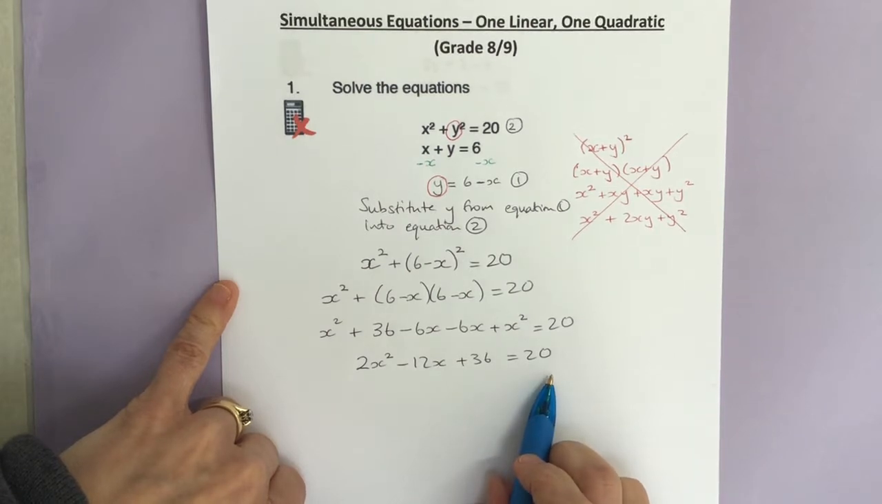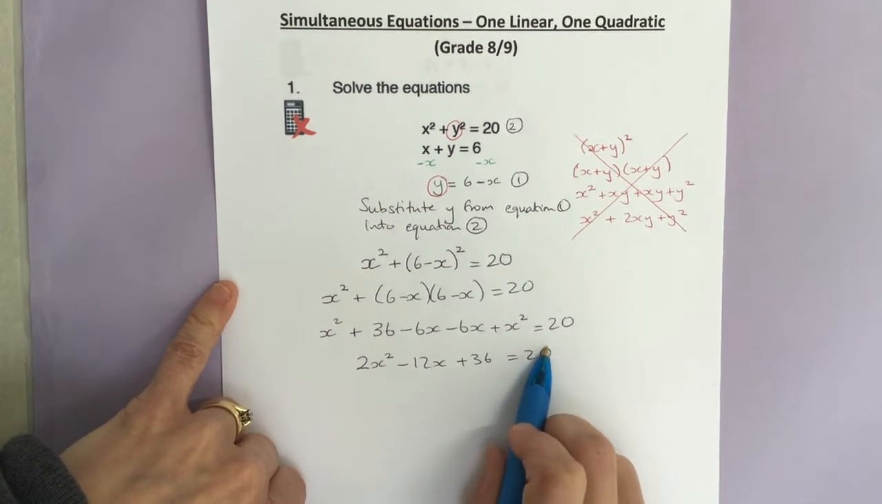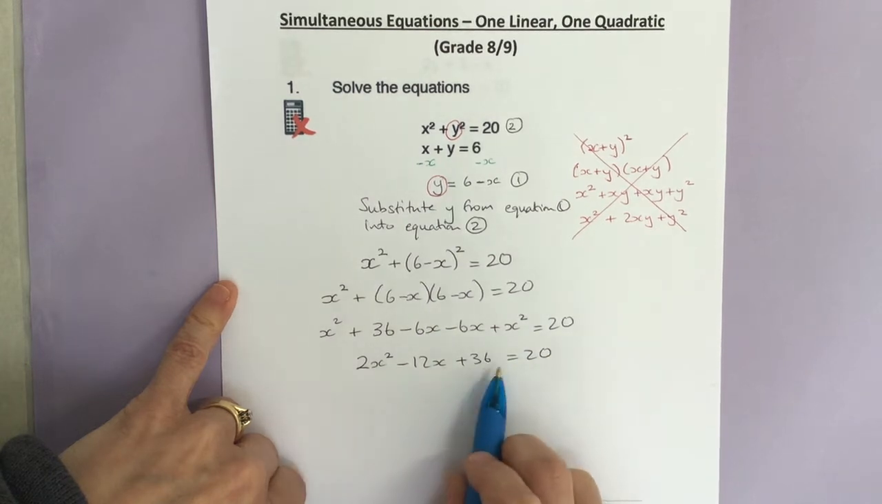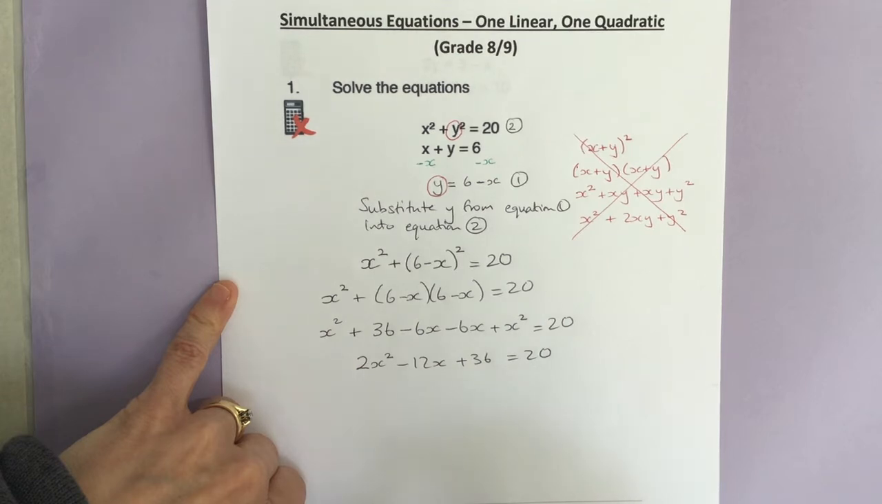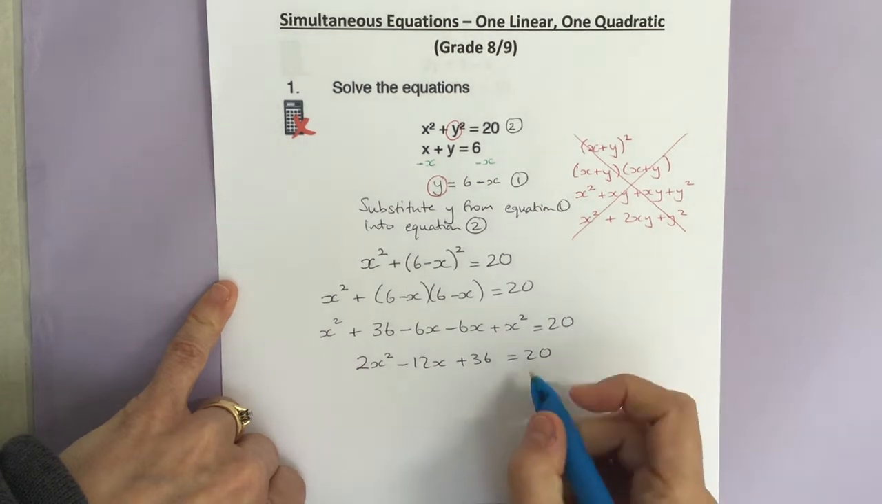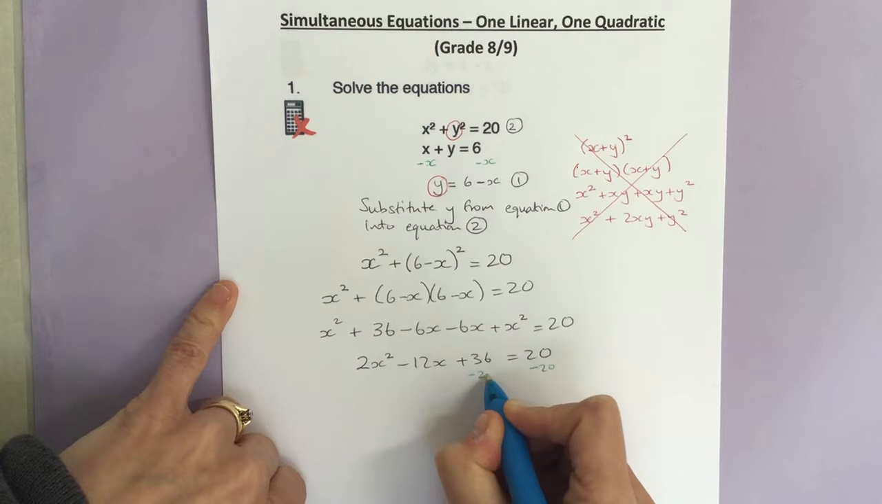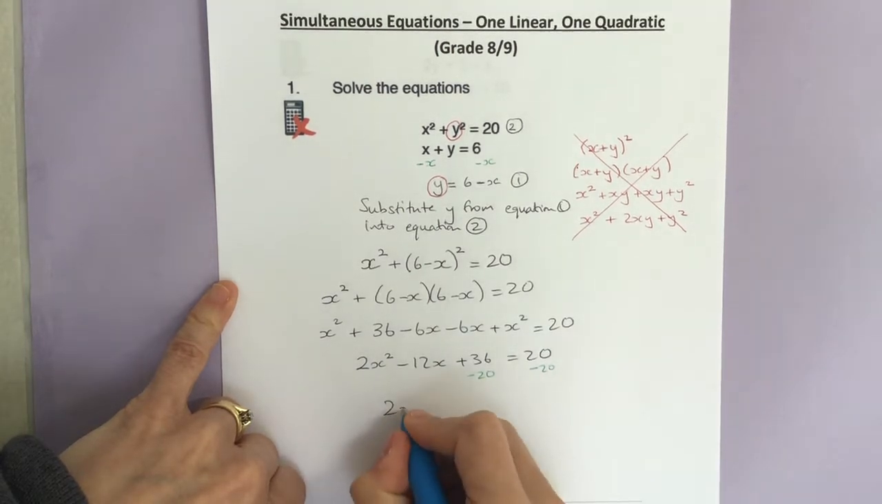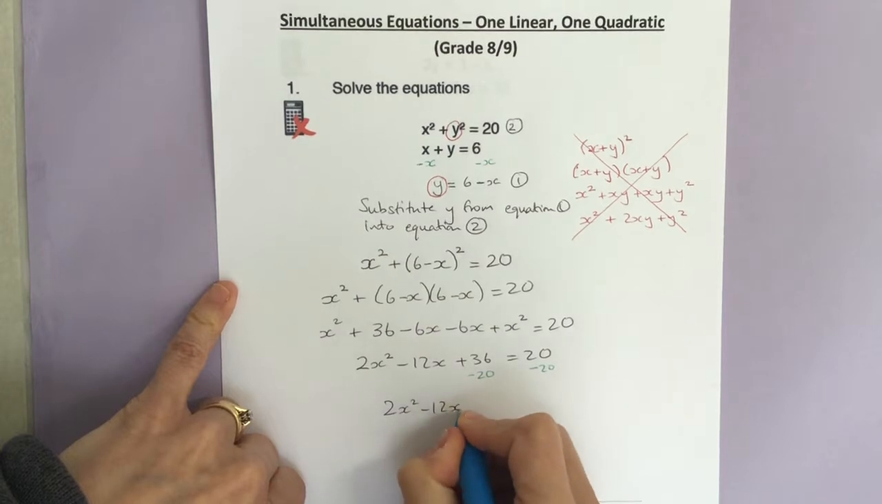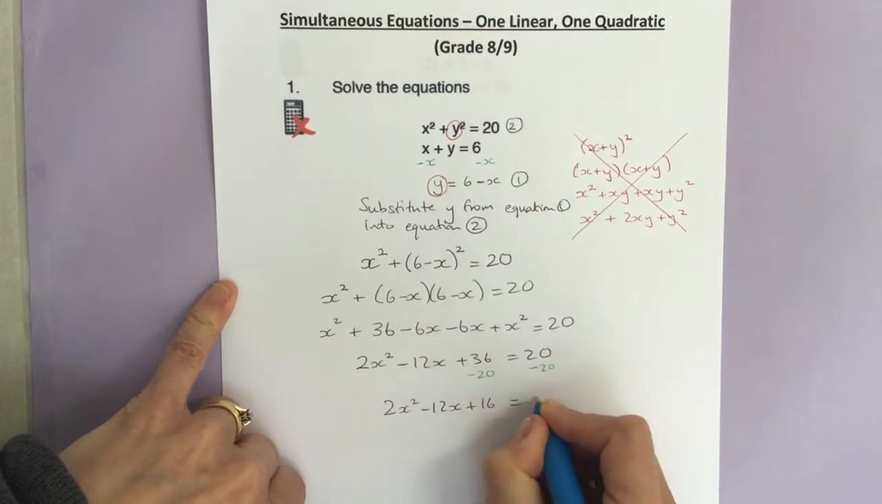Now, to solve a quadratic equation, we have to have 0 on one side. It always has to be the quadratic equals 0 to solve that. So I'm going to move this 20, and I'm going to take 20 off both sides. So that's going to give me 2x squared minus 12x plus 16 equals 0.